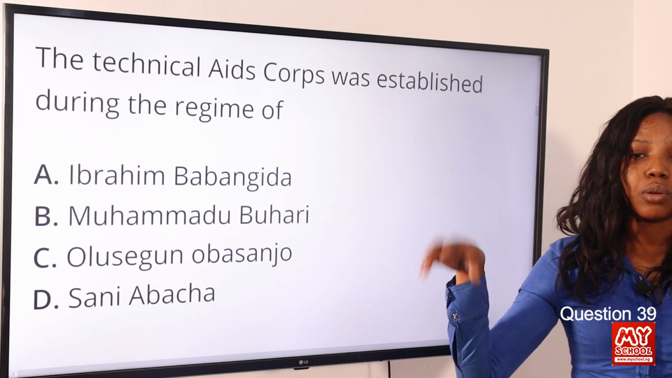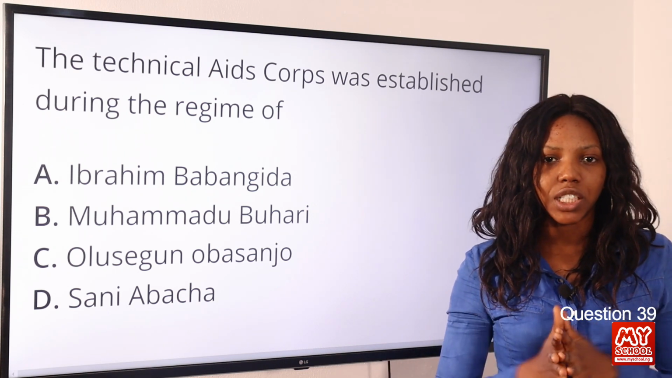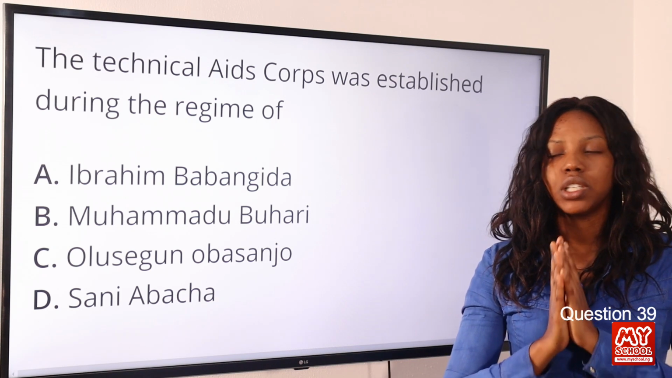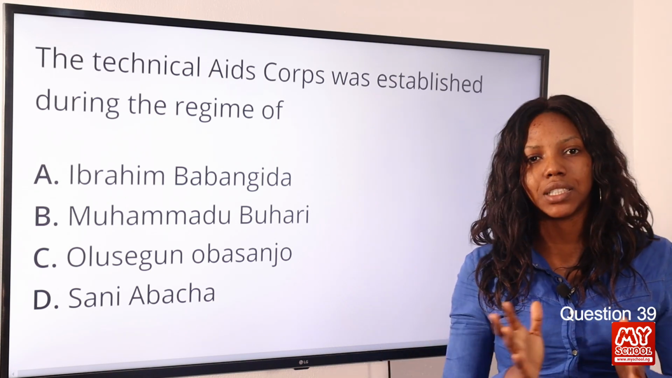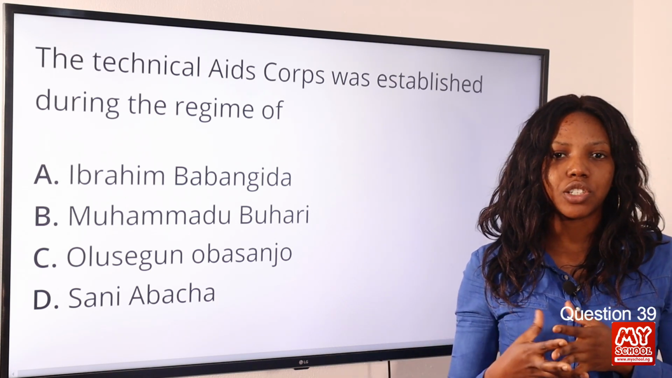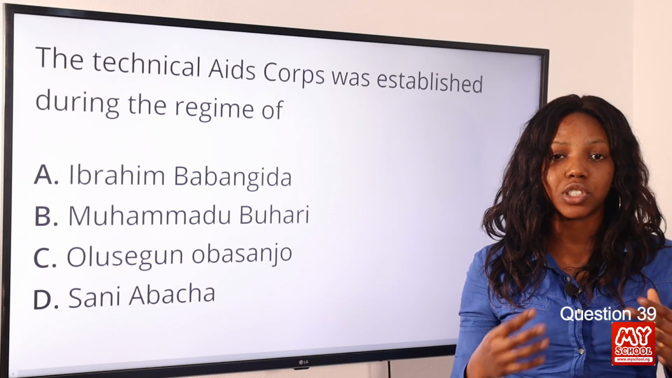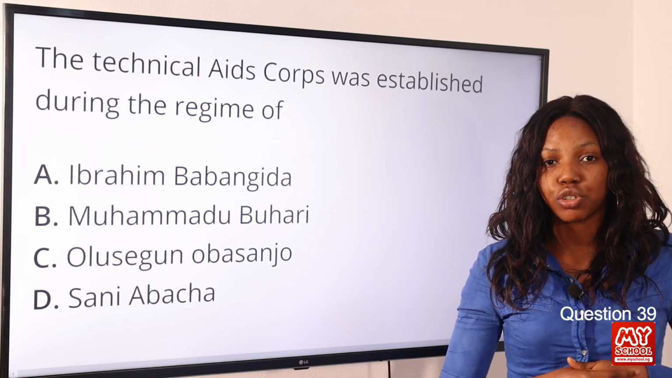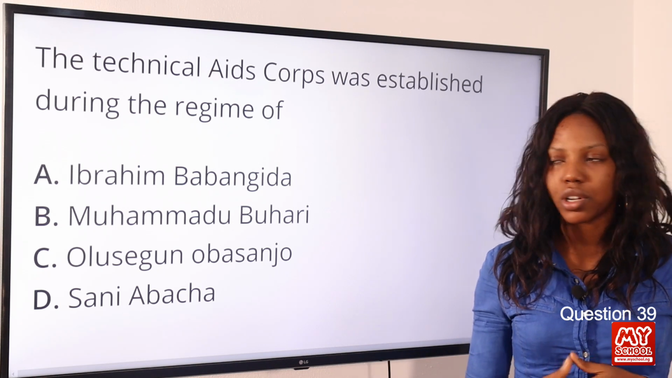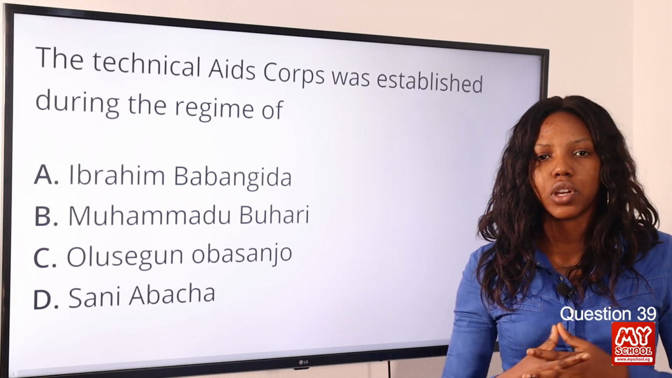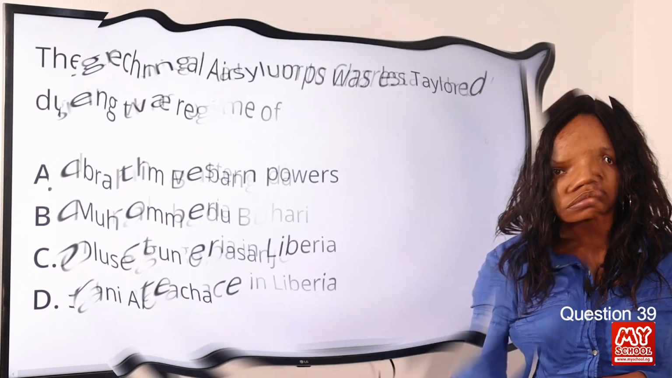The Technical Aid Corps was established in the year 1987 during Ibrahim Babangida's regime, and this program sends Nigerians overseas. Professional Nigerians could travel out of the country to engage in volunteer work. So option A, therefore, is the correct answer to this question.